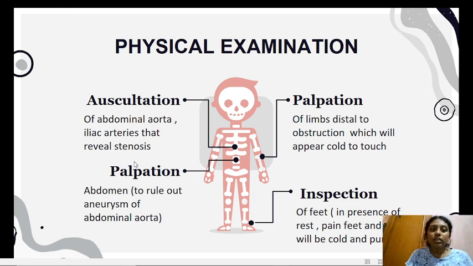Next is another palpation, of the abdomen, to rule out any type of aneurysm of the abdominal aorta. And auscultation of the abdominal aorta and iliac arteries to reveal stenosis. Okay, this can reveal stenosis. Stenosis means narrowing of the arteries.